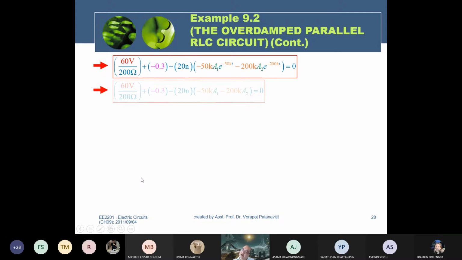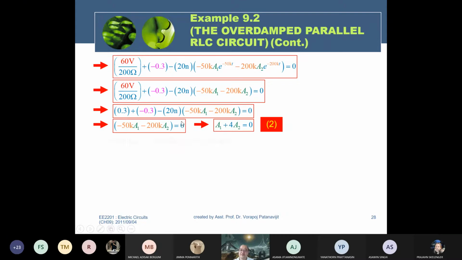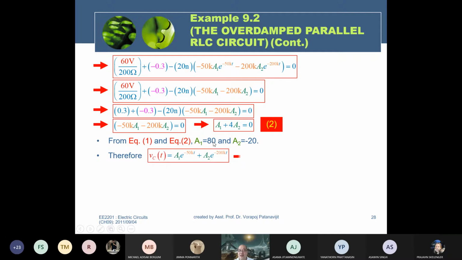Reorganize the equation and you can get A1 plus 4A2 equals 0. You get two equations with two unknowns, and you can derive that A1 equals 80 and A2 equals 200.